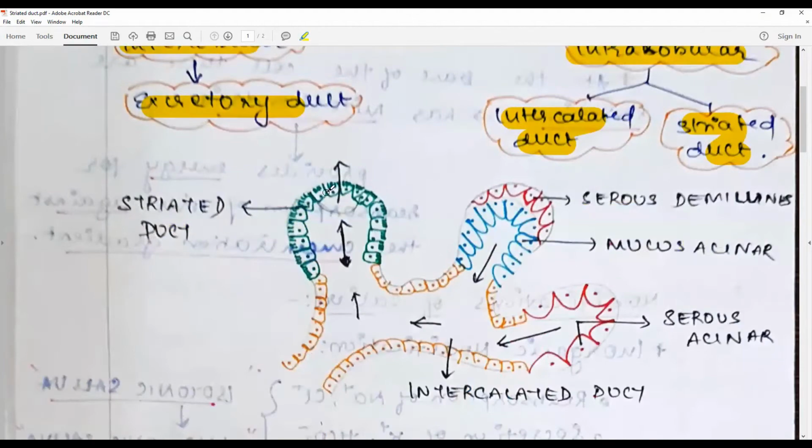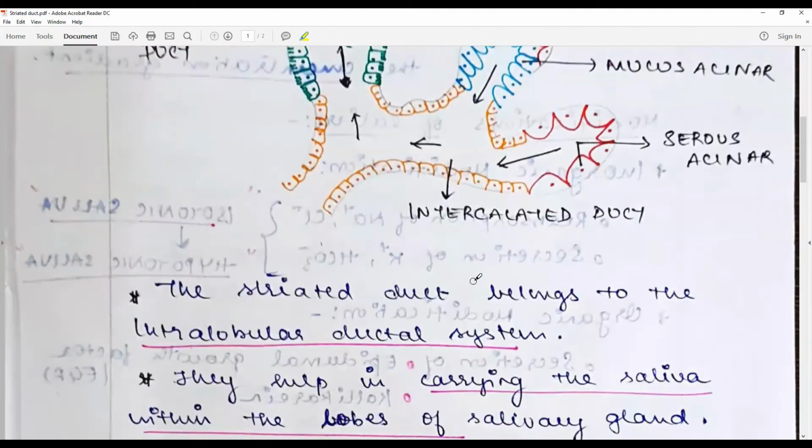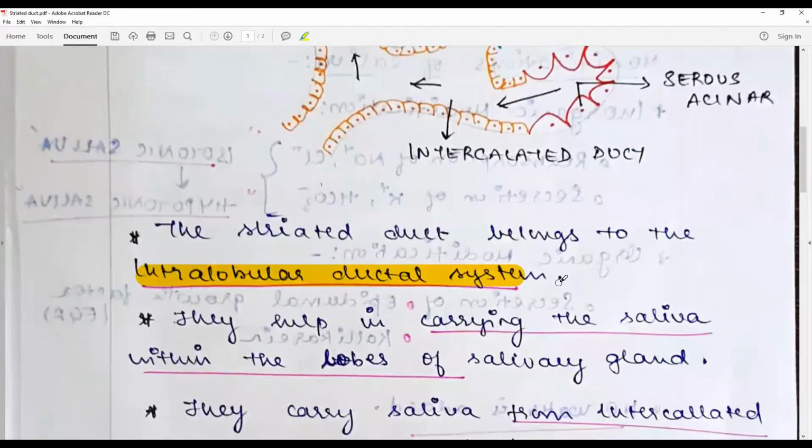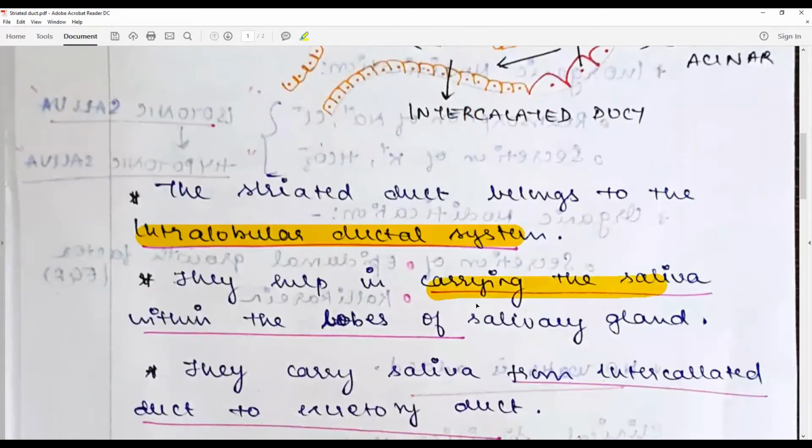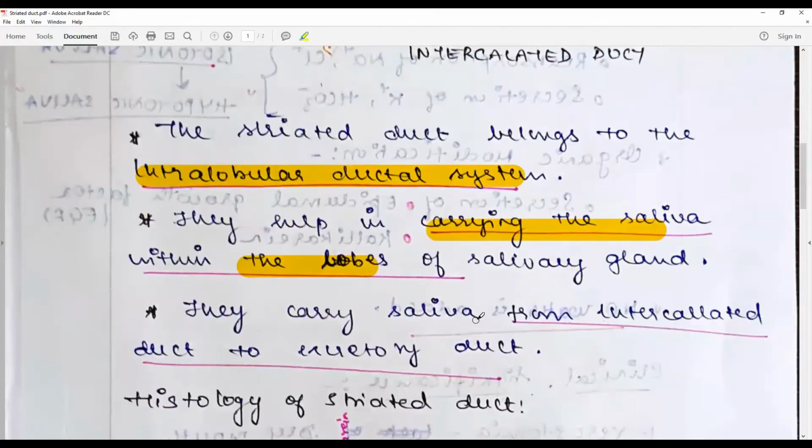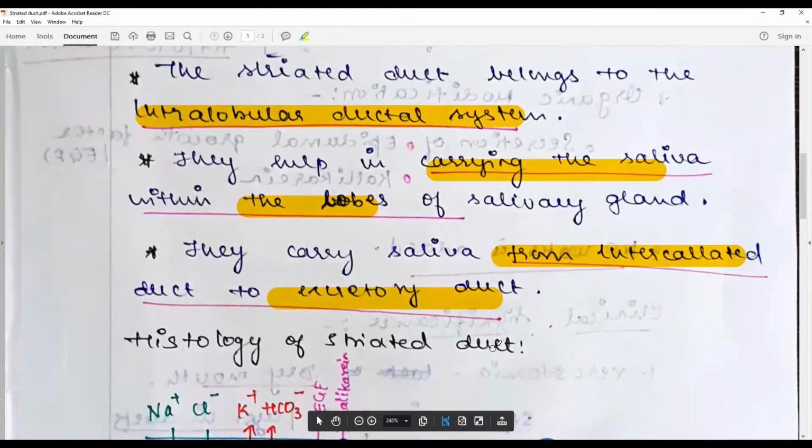Draw the diagram of how the striated duct will look. The striated ducts belong to the intralobular ductal system. That means within the lobule. They help in carrying the saliva within the lobes of the salivary gland from the intercalated duct to the excretory duct. So they are transmitting.